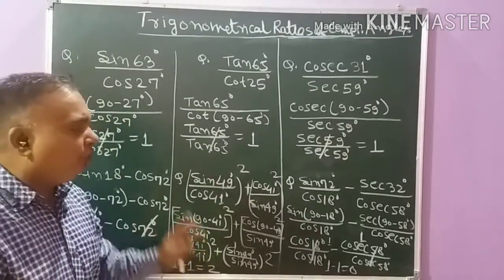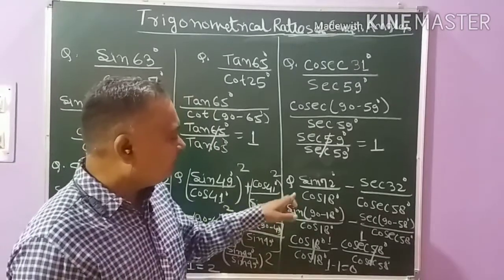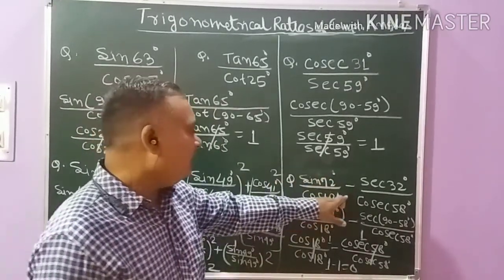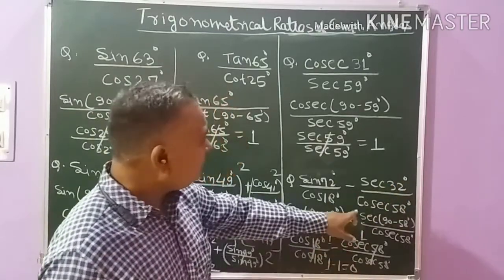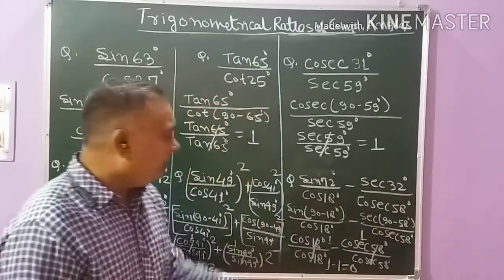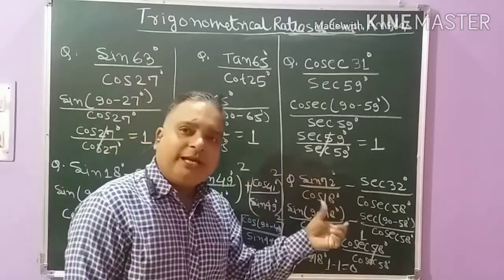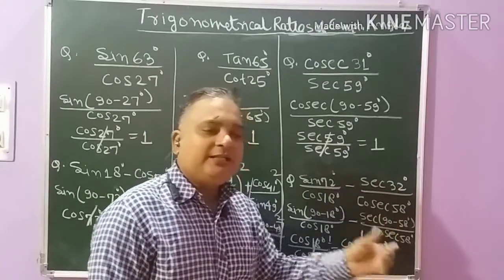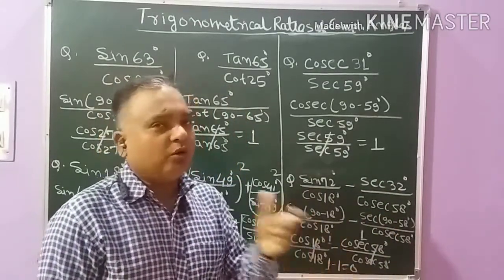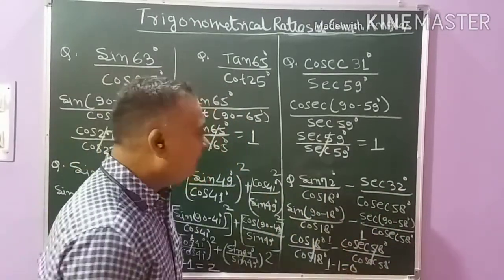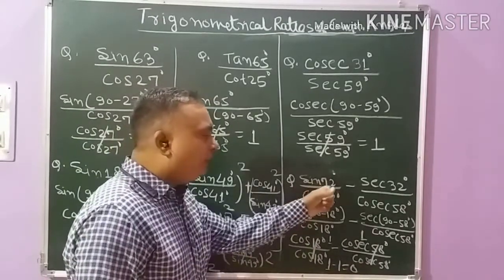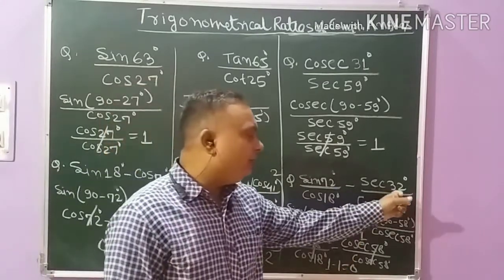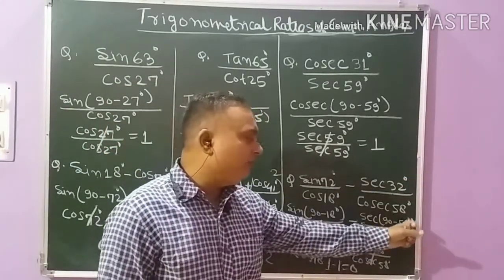The answer is 2. Now next question, sin 72 degree minus cos 18 degree minus sec 32 degree cosec 58 degree. Here again either we change sine into cosine or cosine into sine. Same here, either we change sec theta into cosec theta or cosec theta into sec theta. For example, I write 72 degree as 90 minus 18 degree and 32 degree I write as 90 minus 58 degree.